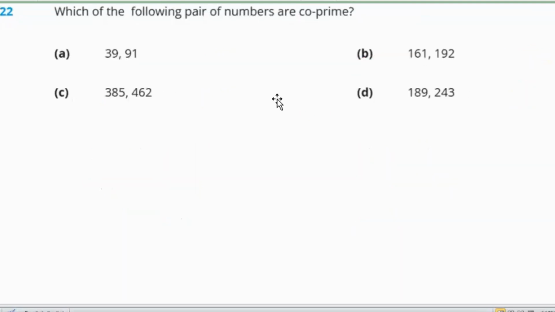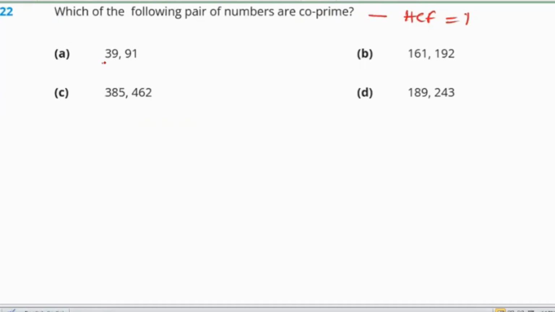Understood? Let's move towards our next question, which is question number 22. It is saying: which of the following pairs of numbers are co-prime? So for finding, what are the co-prime numbers? Co-prime numbers are numbers which have the HCF as 1 and which have only one common factor, which is 1, nothing else.